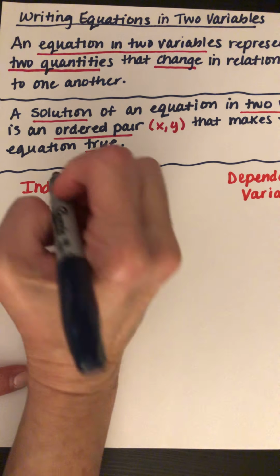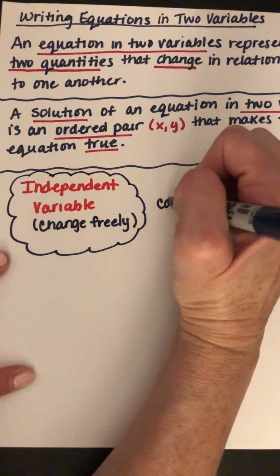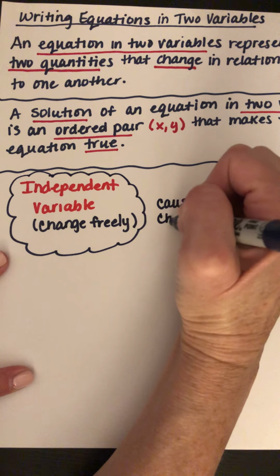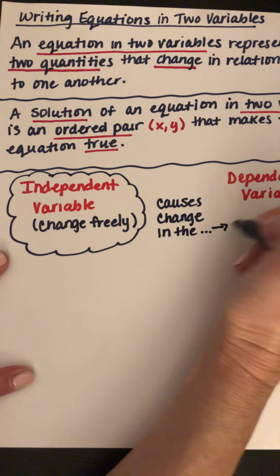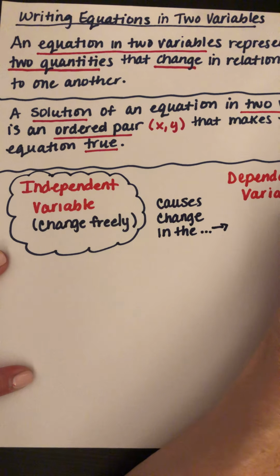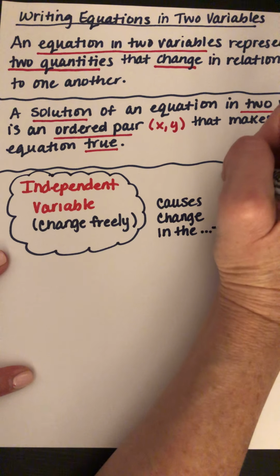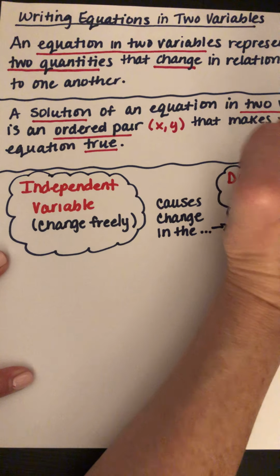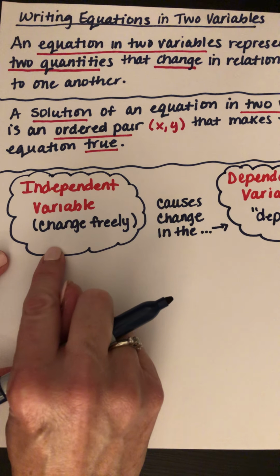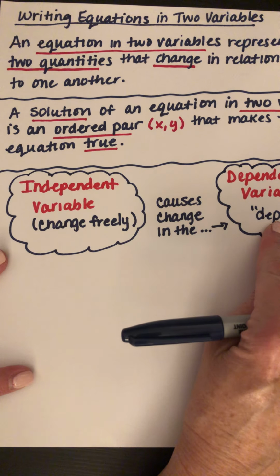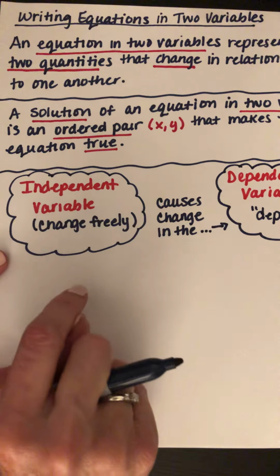And when this independent variable changes freely, it causes change in the dependent variable, because the dependent variable depends on the independent variable. So I'll say that again. You have your independent variable, and when this independent variable changes, so does the dependent variable. They go hand in hand. If one changes, the other changes.